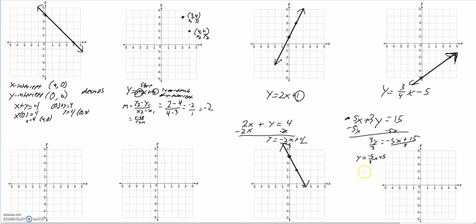Okay? So now, start with your y-intercept. 0, 5. So I just go up 5. Apply your slope. Down 5, right 3. And then, just draw your straight line. Okay. And that's all there is to it.